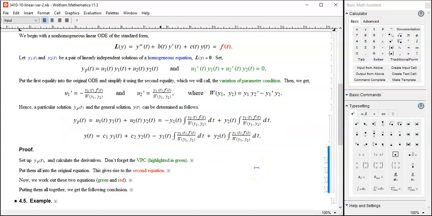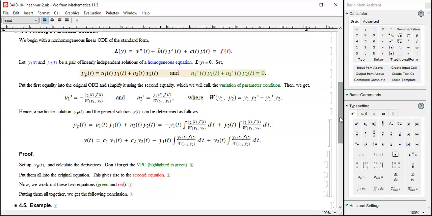First, we're going to start with this setup. Yp is u1 y1 plus u2 y2. And then don't forget the additional condition here, which I call variation of parameter condition, VP condition. You see, from here, if you take the derivatives and put it into the original equation, you're going to get one equation. One equation, two unknowns, u1 and u2. So we need an additional equation. This green equation is the second equation.